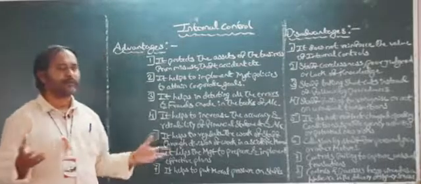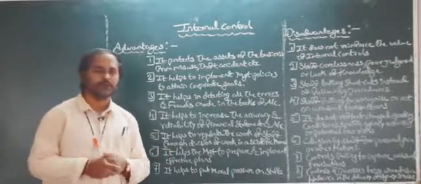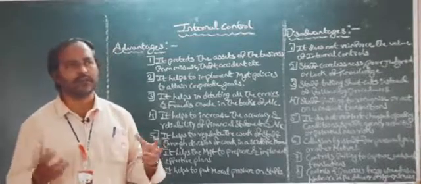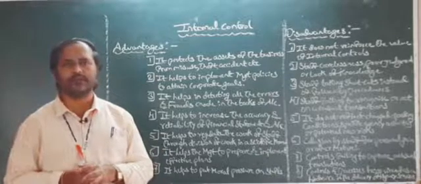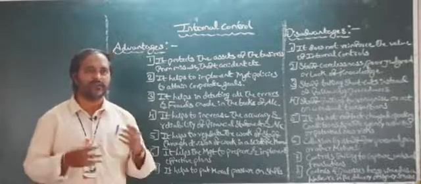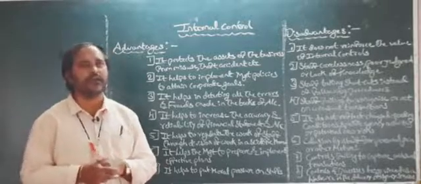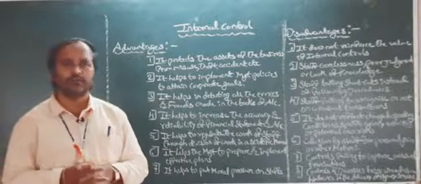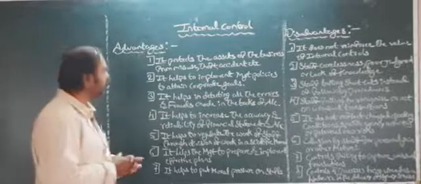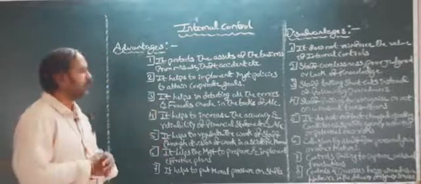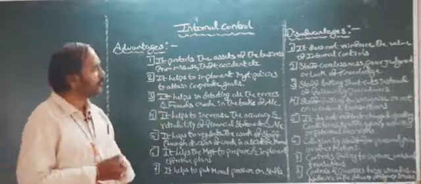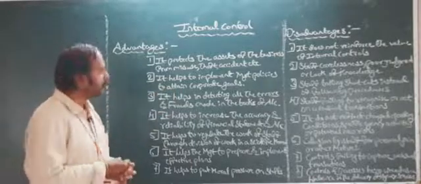So that's what happens: the staff knows that, so they try to minimize such kinds of errors, and they don't try to commit any kind of fraud, and that automatically improves the morale of all the staff. So this is also one of the advantages or merits that we are going to get in this particular internal control. Further, the disadvantages or demerits concerning internal control.